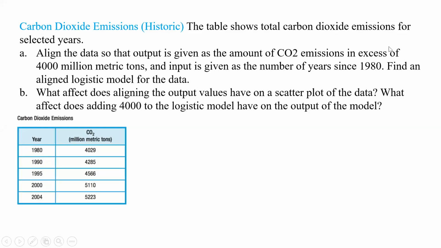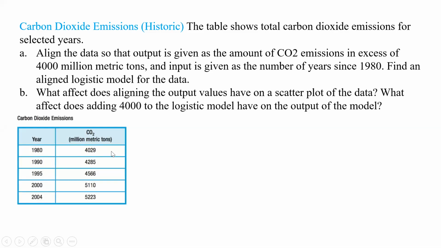Okay, here we got one on carbon dioxide emissions, historic. So the table shows total carbon dioxide emissions for selected years. And what we're supposed to do is align the data so the output is given as the amount of CO2 emissions in excess of 4,000 million metric tons. So these are 4,029 million metric tons. So we're supposed to do it in excess of 4,000.